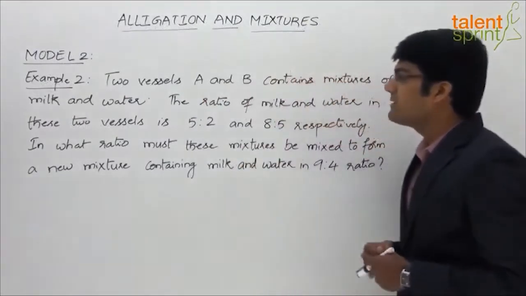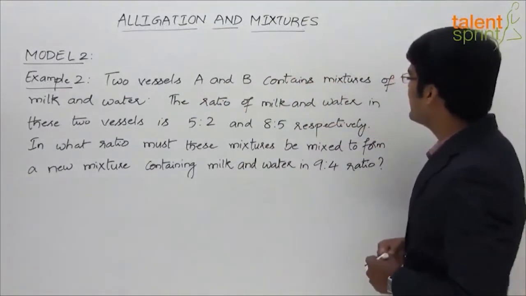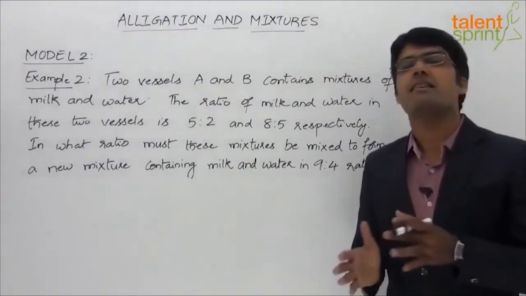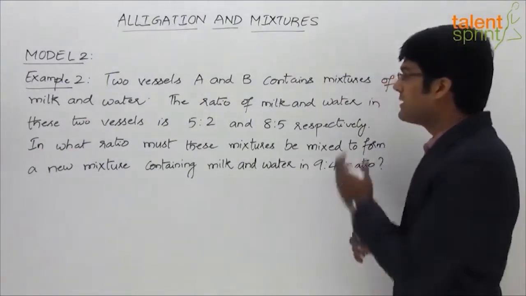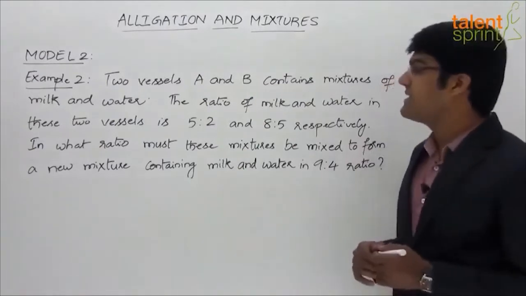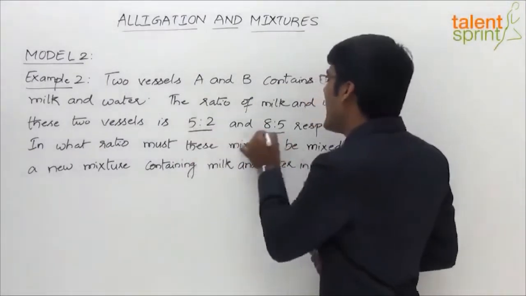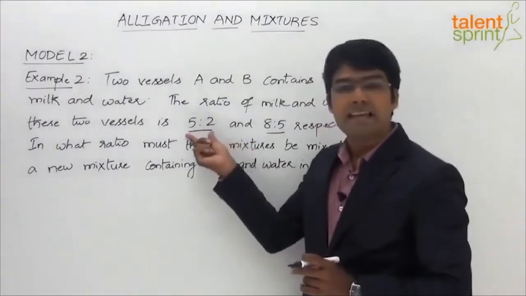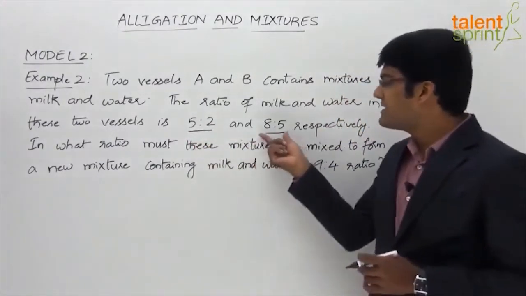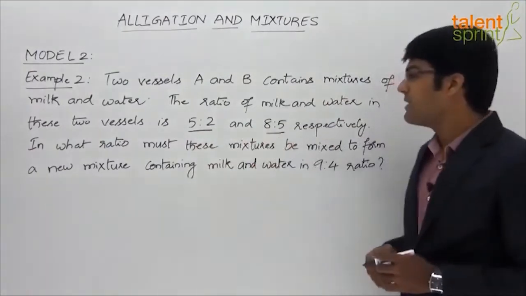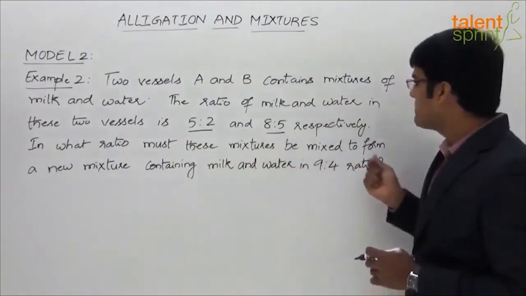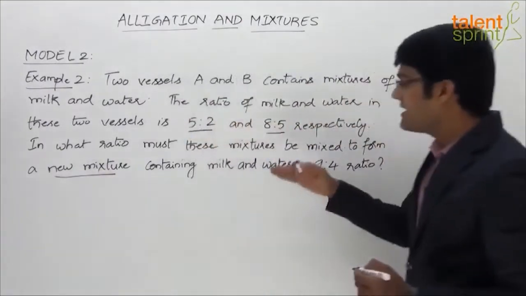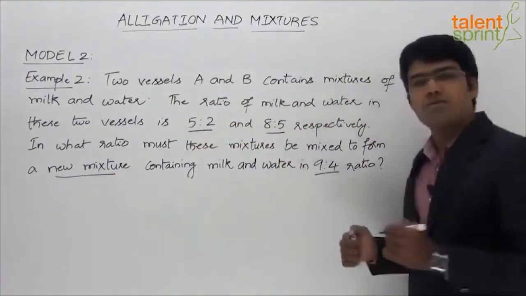The question here is, two vessels A and B contain mixtures of milk and water, right? So there are two vessels, each contains a mixture of milk and water. The ratio of milk and water in these two vessels is 5:2 and 8:5 respectively. So the ratio of milk to water in vessel A is 5:2 and that in vessel B is 8:5. In what ratio must these mixtures be mixed to form a new mixture? So we are getting a new mixture now which contains milk and water in 9:4 ratio.